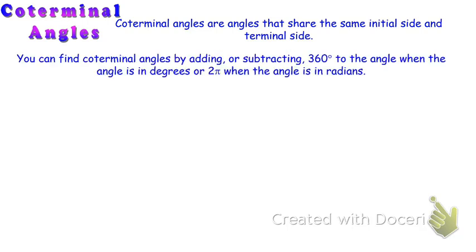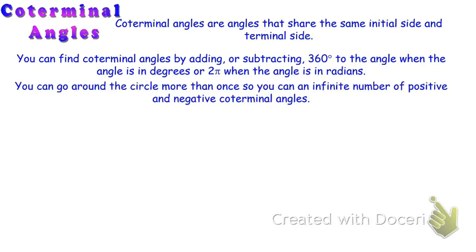Now, how do you find coterminal angles? Well, if it's in degrees, you can either add or subtract 360 degrees to the angle, or if it's in radians, you can either add or subtract 2 pi. Now, because you can go around the circle more than once, there are actually an infinite number of both positive and negative coterminal angles for any given angle.